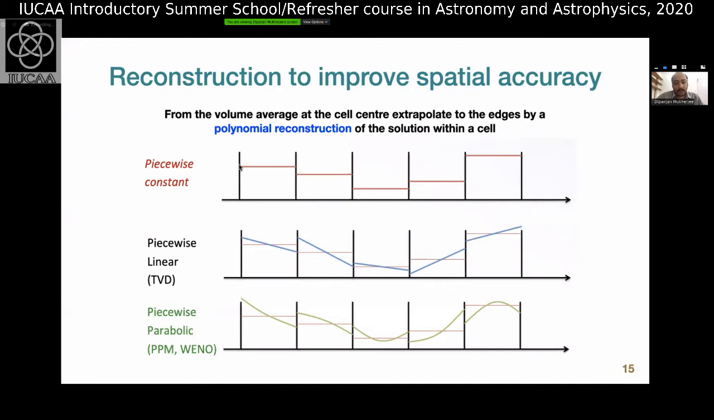And so you might naively expect that within this entire cell, the volume average quantity is just constant. So you have discrete evolution of this. However, there are higher order ways of improving upon this. You can assume that between these two cell interfaces, this volume average quantity is varying linearly with time, or linearly with space, not time, sorry.